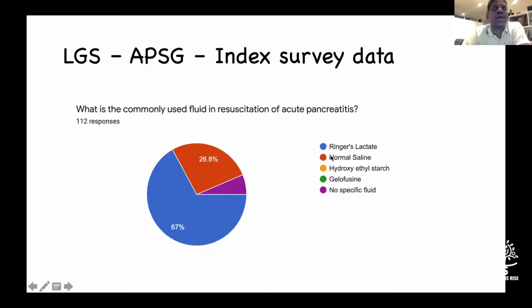Among them, we found that 67% used Ringer's lactate, and you still see 26% using normal saline. So that pretty much still has to be left open. A small group mentioned that they have no specific fluid. That usually comprises intensivists using fluid resuscitation. We do not have solid data on what kind of fluid they use. So that is one interesting piece of data which turned up.